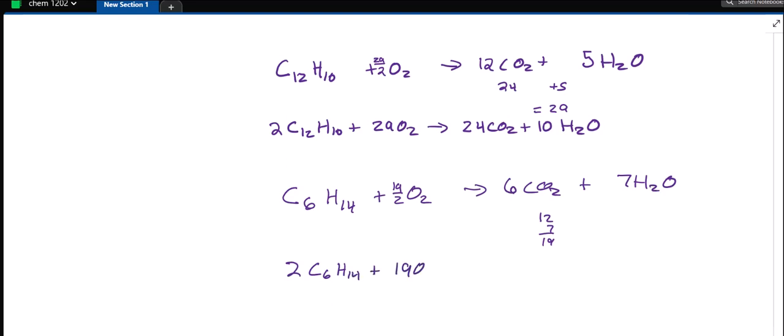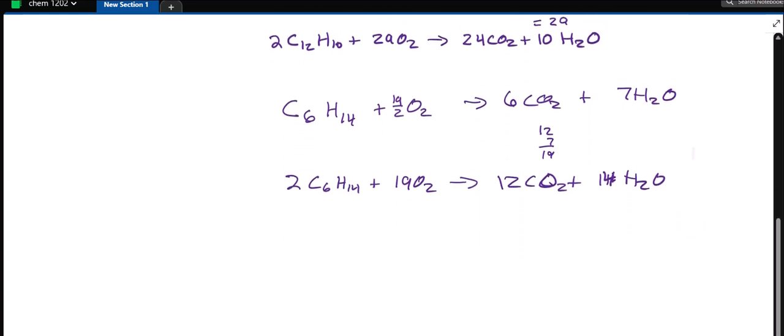2C6H14 plus 19O2 yields 12CO2 plus 14H2O. Check. 12, 12, 28, 28. Let's see, 24 plus 14 is 38, and 38. So if you didn't have a fraction here, you would not need to multiply by 2.